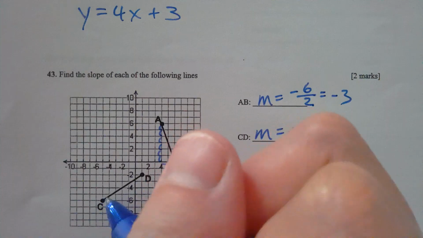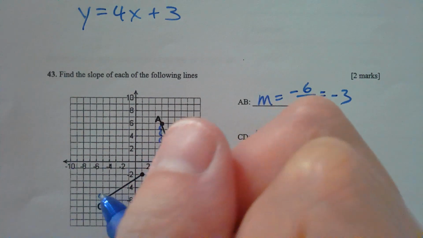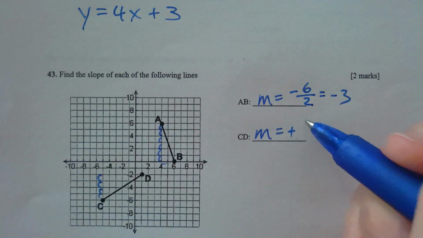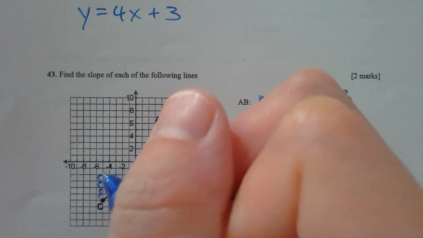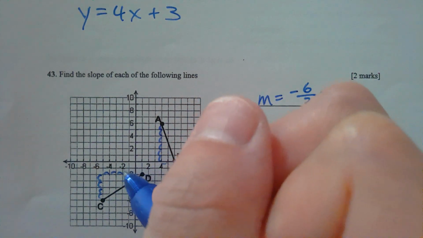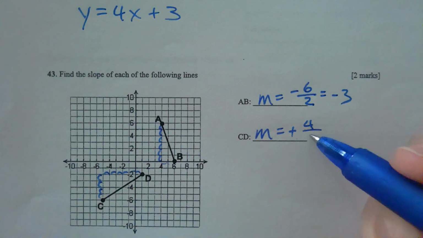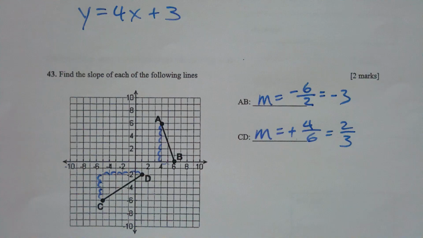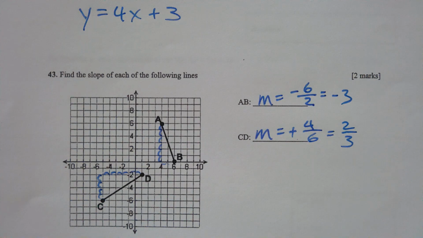Same thing here, going from point C to point D, 1, 2, 3, 4. My rise is 4. And my run, 1, 2, 3, 4, 5, 6. And we'll reduce it, so I get 2 over 3. Right, so whenever you're given a graph, remember you want to do rise over run. Okay.